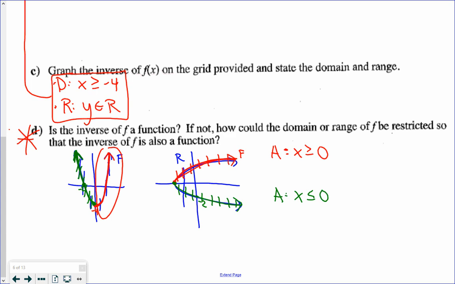So that is what it wants you to do: take your original graph and break it into chunks so that when you do the inverse of that chunk, you now get out a function instead of a relation.